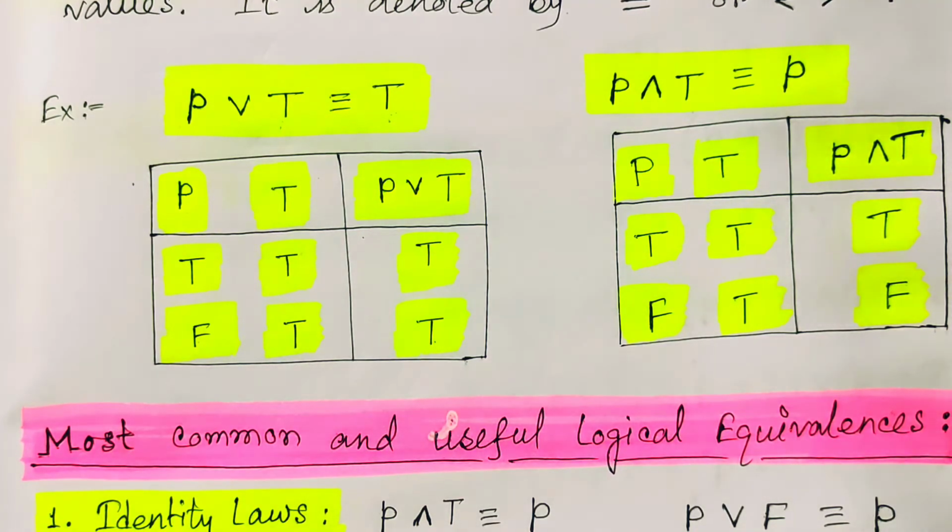So for that reason, if we know some logical equivalence formulas, with the help of those formulas we can prove logical equivalence mathematically, or better to say algebraically. How to prove logical equivalence without using truth tables, we will also discuss, but before that we should go through the common and useful logical equivalences.